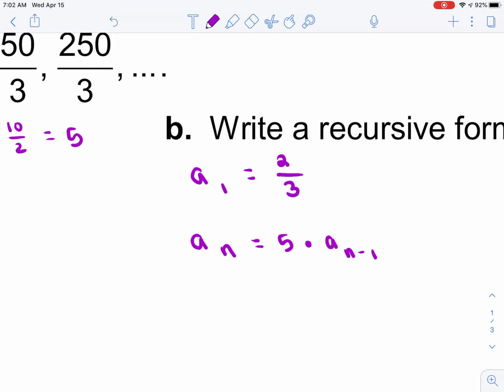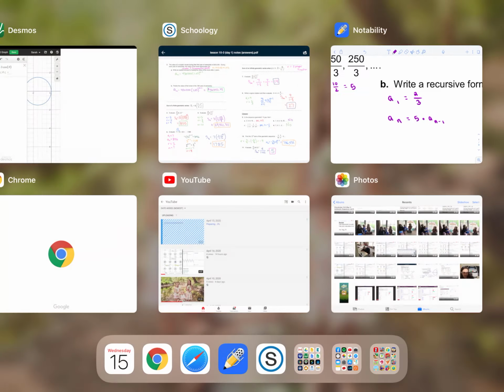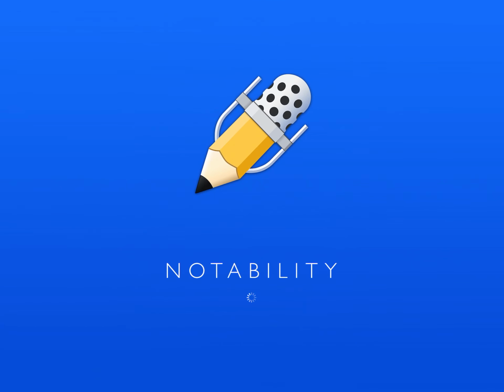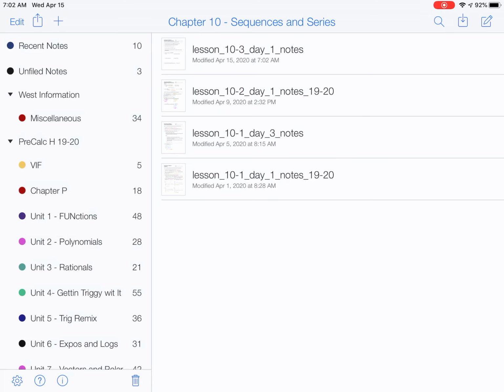You'll even see if you, I can't do it because my screen just froze. I don't know why my screen keeps freezing on me. I think it's because I'm using Desmos and they fight with each other or something.